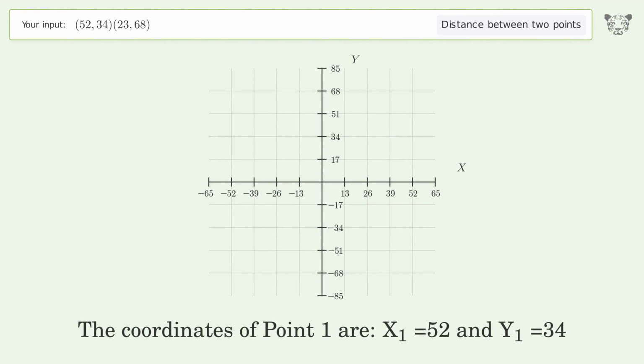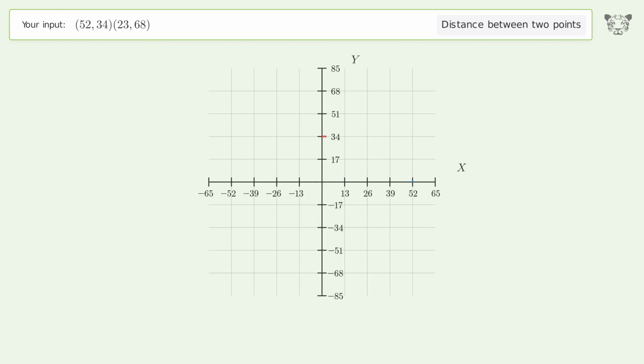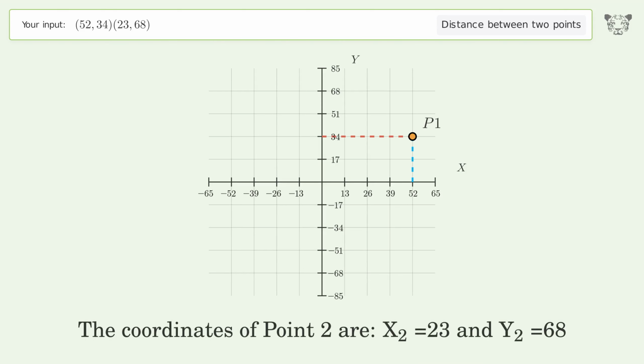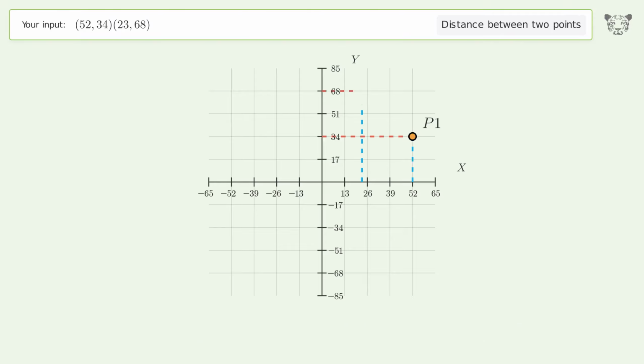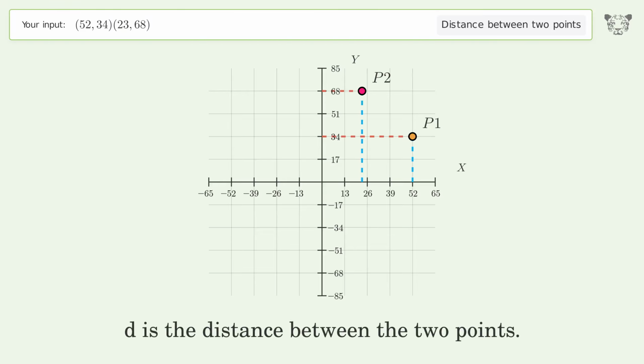The coordinates of point 1 are x1 equals 52 and y1 equals 34. The coordinates of point 2 are x2 equals 23 and y2 equals 68. D is the distance between the 2 points.